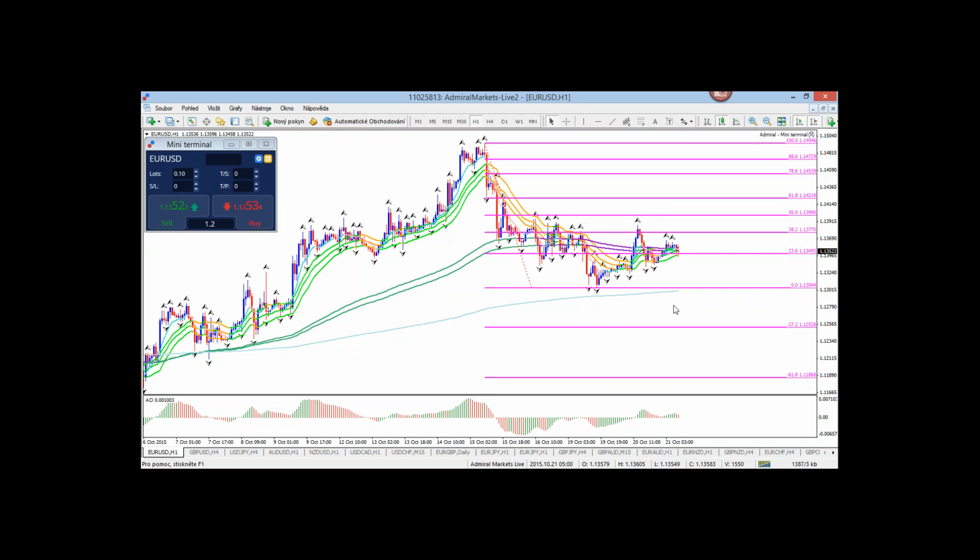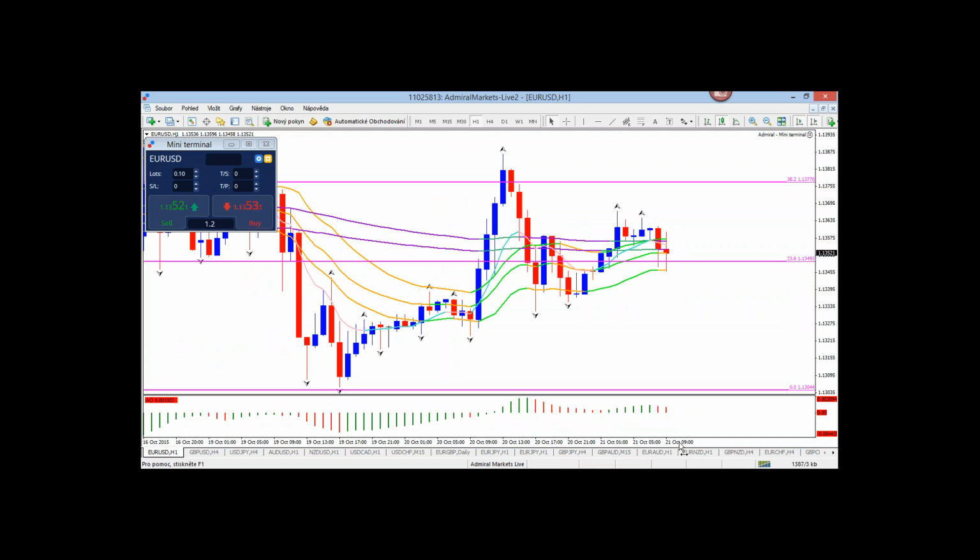Now, looking at the moving averages, you can see everything is quite intertwined and flat.